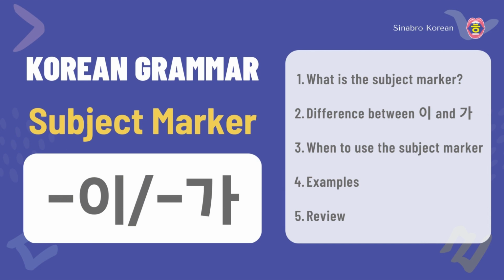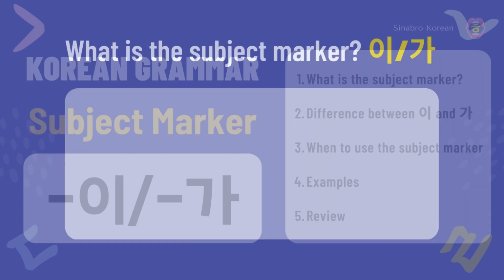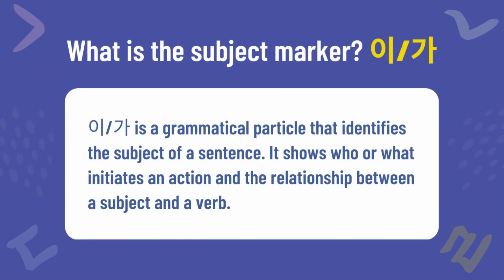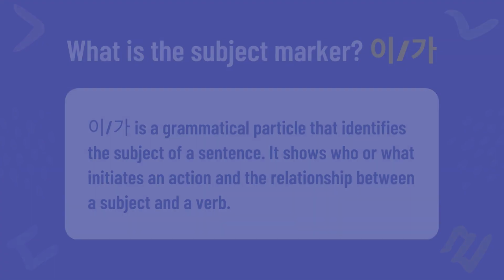In this video, we'll be discussing the subject markers in Korean, 이, 가. Let's first look at what the subject marker is. 이, 가 is a grammatical particle that identifies the subject of a sentence. It shows who or what initiates an action and the relationship between a subject and a verb.